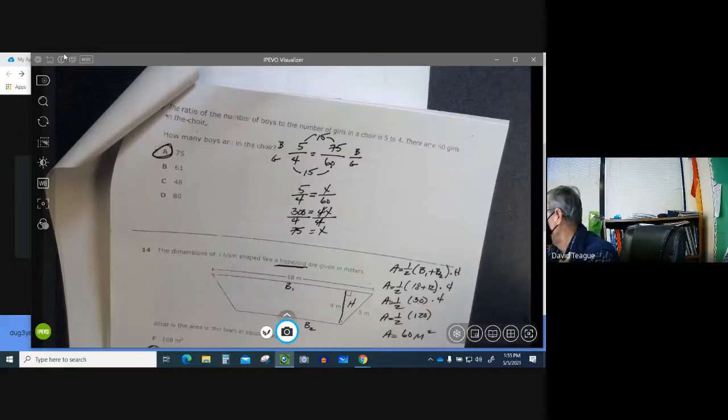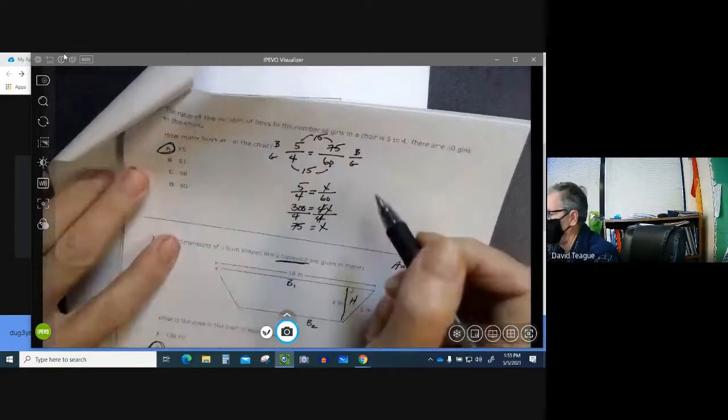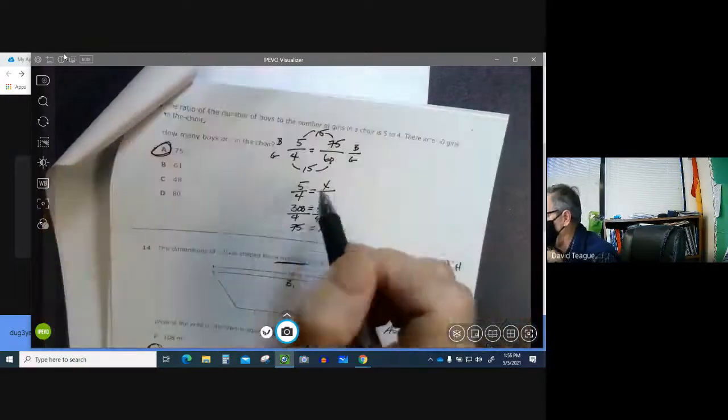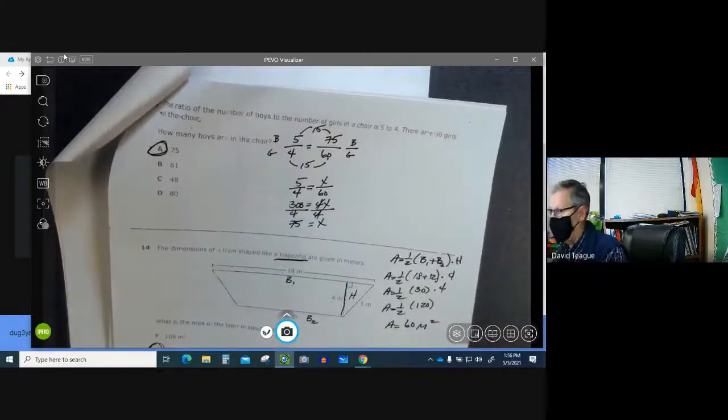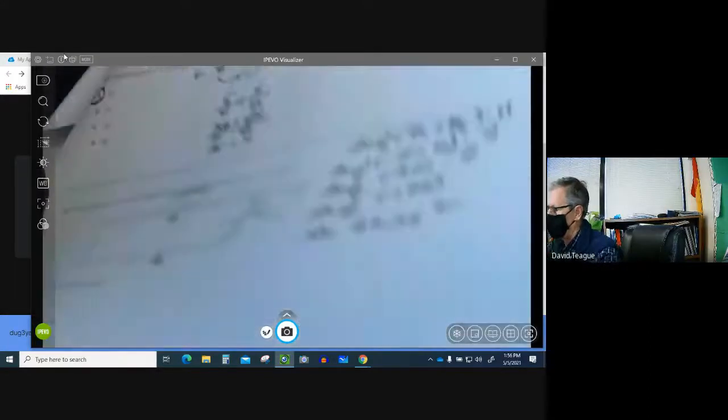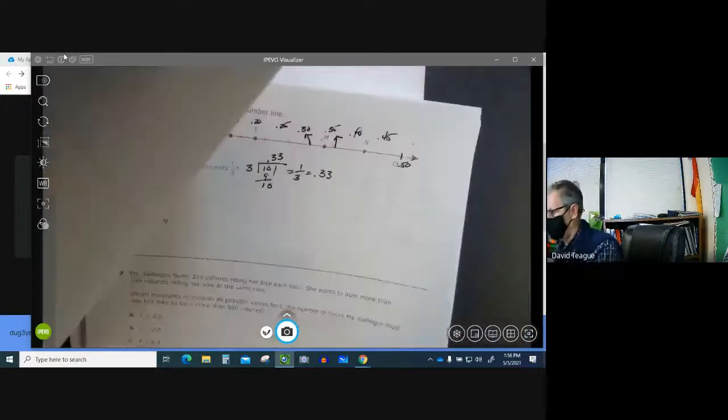It's a little simpler, but you're doing the same thing. There's more than one way to do a problem. Okay, so that was 13. Let's go to 20.